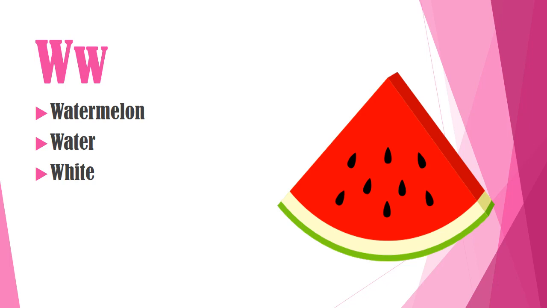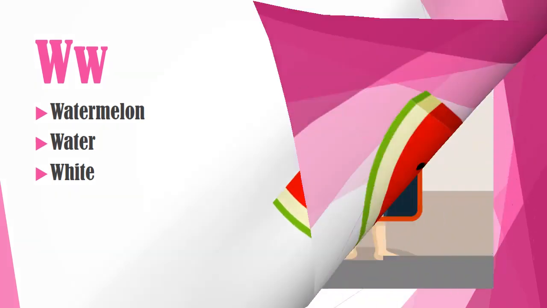The sound of W is w. W is for watermelon. So the sound of W is w. Watermelon, water, white.